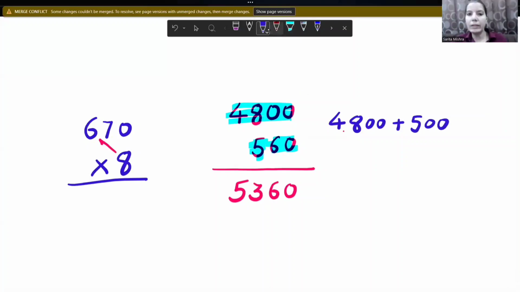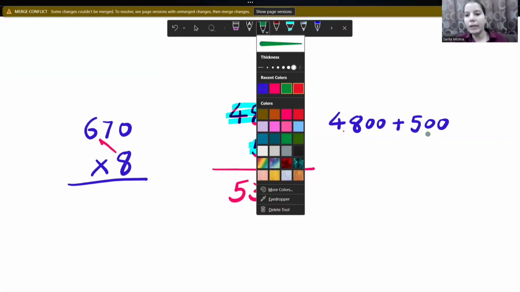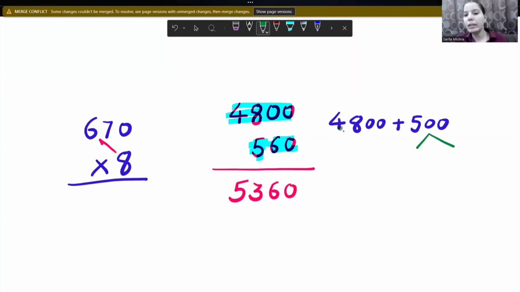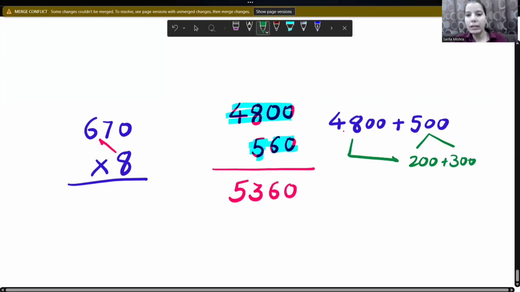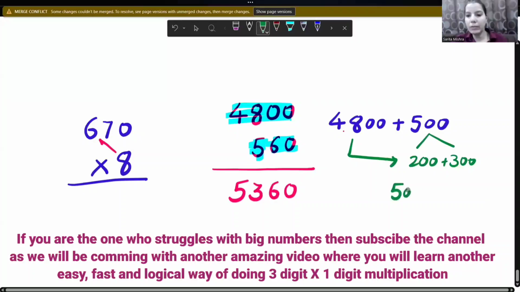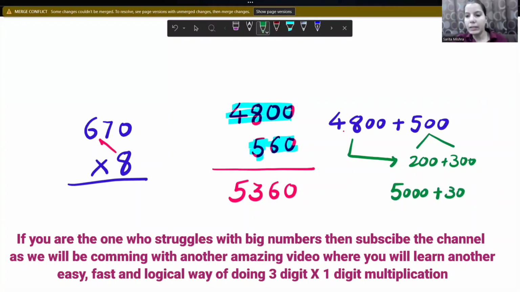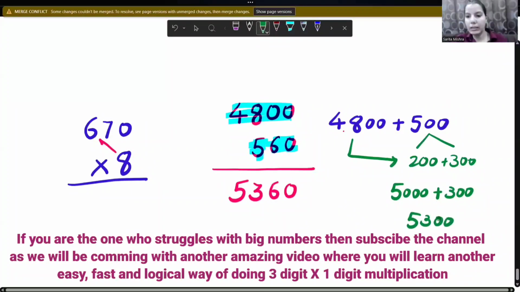So we can do one thing here. We can split the number 500 so that we can make this 4,800 to the nearest 1,000. I know that if I add 200 in this 4,800, I'm going to get 5,000. So I will just split the number this way. 500 can be split as 200 and 300. So I will just need to add 4,800 plus 200 will give me 5,000, and then plus 300 will give me 5,300. So this way I will get 5,300.